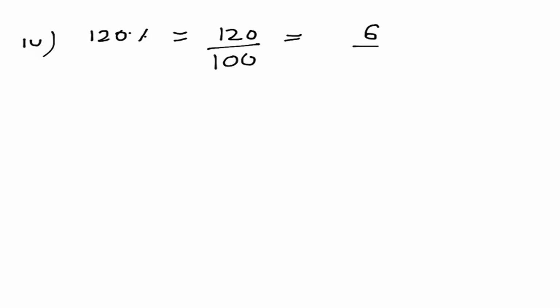Next we have 120%. We have to convert it into a fraction. We will write 120 divided by 100 and we will change it into the smallest form or the simplest form. We will get 6 by 5. Here, as it is an improper fraction, we can convert it into a mixed fraction also. It will give us 1 whole 1 by 5. But 6 by 5 is also a correct answer.